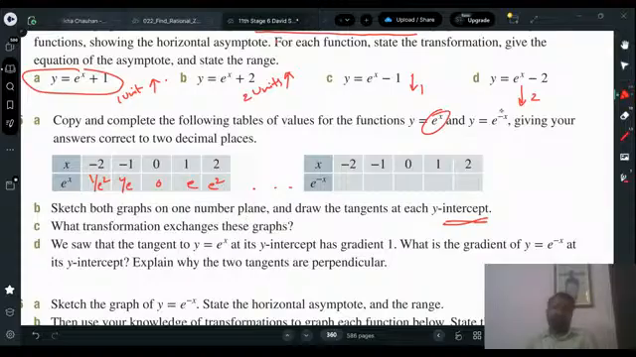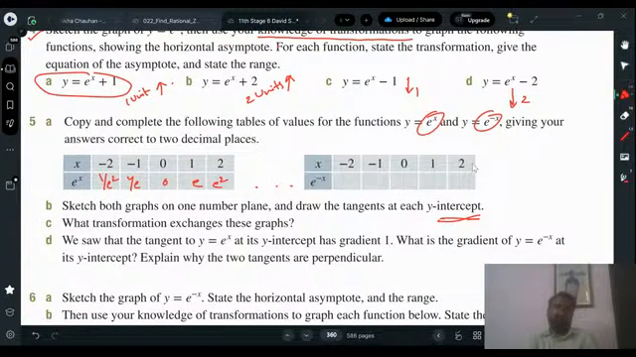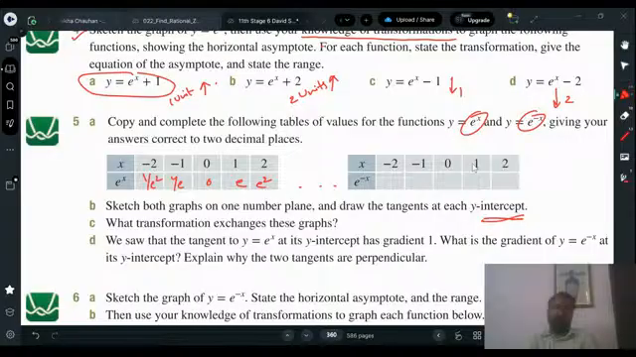e power x, e power minus x. This is part 5. Again, you need the software only. You have to use the software, that is Desmos, and try to get the answers. So sketch the transformation that exchanges them. One is e power x, another one is 1 upon e power x. So this is the transformation.